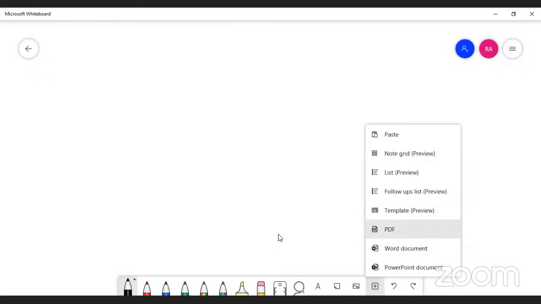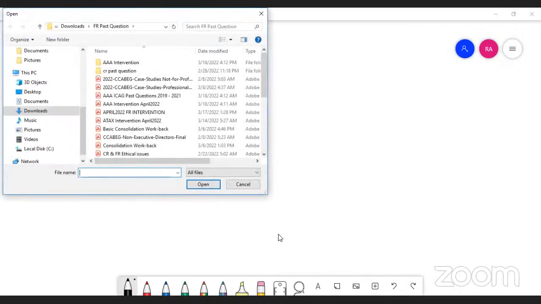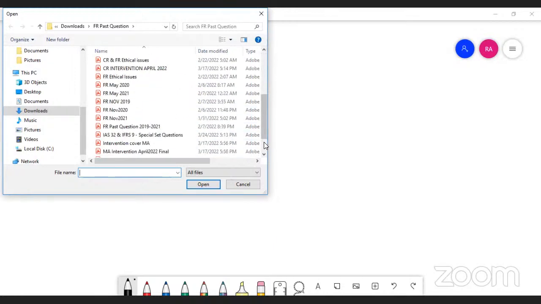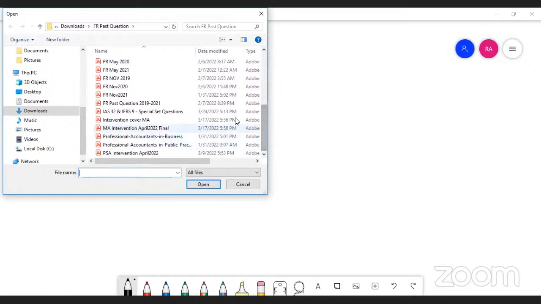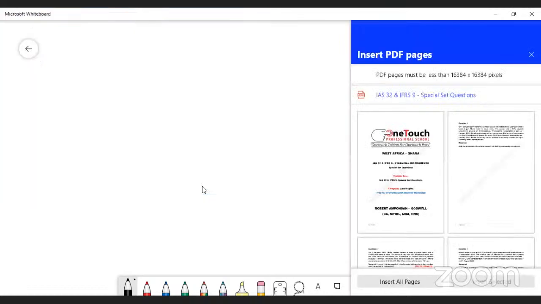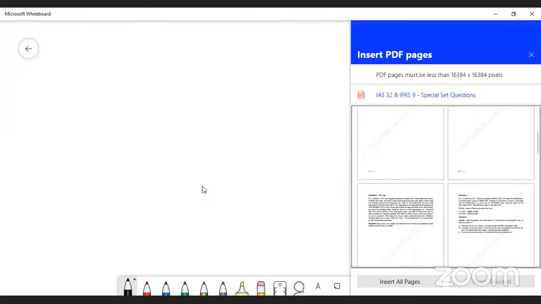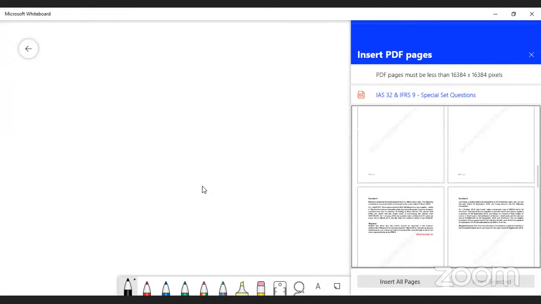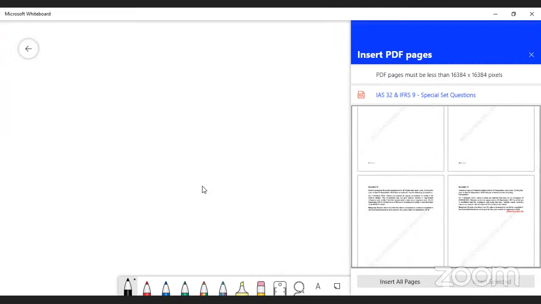Question 11 and question 12, we are looking at an interest-free loan and a loan that is given at a subsidized interest. Very simple and straightforward. So question 11.